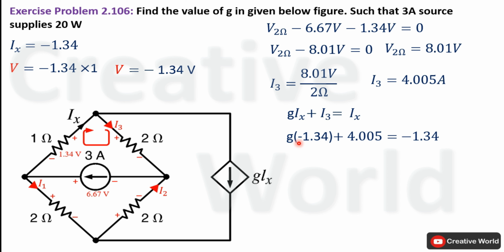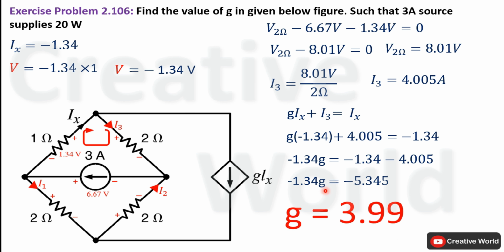Now open these brackets and place 4.005 on the other hand side of equal. So the equation will become minus 1.34 G is equal to minus 1.34 minus 4.005. Add these constants together. Their sum will be equal to minus 5.345. Now divide on both sides by minus 1.34 to calculate the value of G, that will become 3.99. So the value of G inside this network is 3.99.